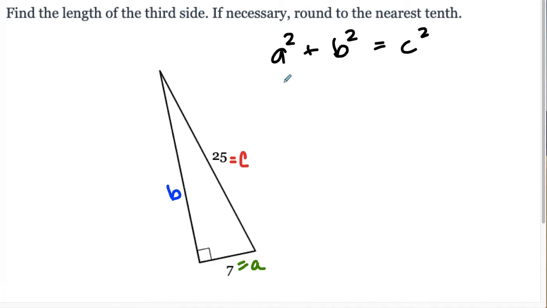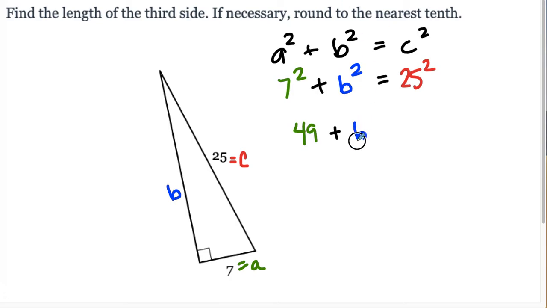We know that A is equal to 7, so this is 7 squared, plus, we don't know what B is, so I'm just going to leave it as B squared, equals, we know C is 25, so this is going to be 25 squared. Again, this is why you most likely need the calculator. So 7 squared is equal to 49, plus B squared, equals 25 squared, which is 625.